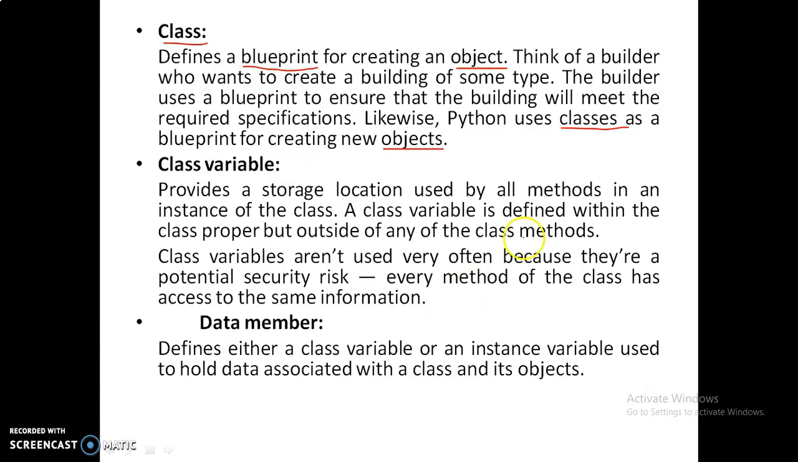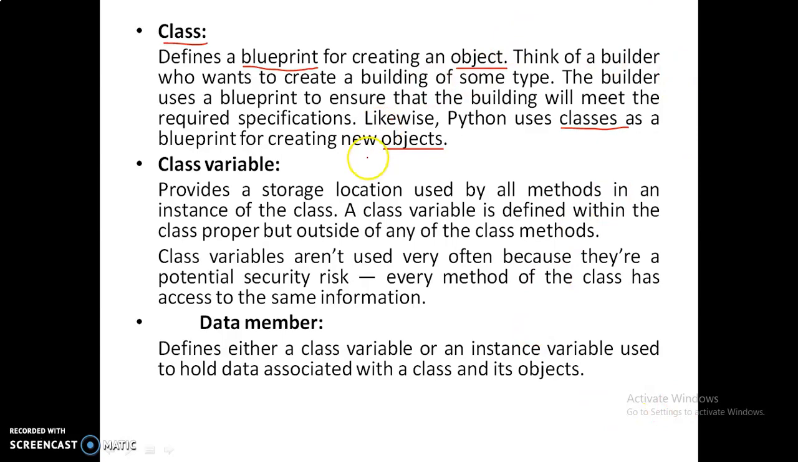And next is the class variable. A class variable is the variable used to store the data in the class. This is the storage location for storing data in the class. So whenever you want to specify any functionality for the class, we use methods. And whenever you want to store data in the class, you can use the class variable.